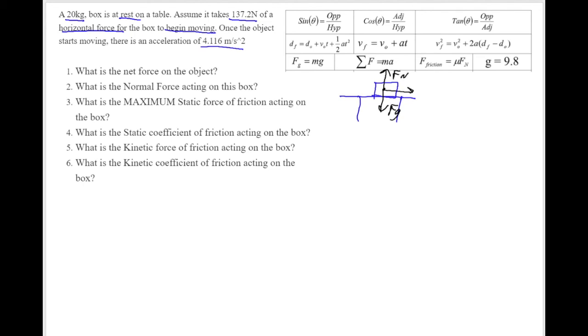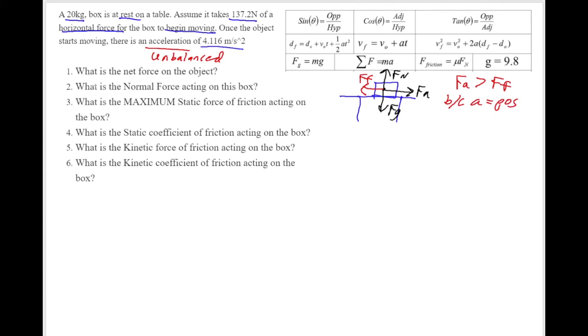I have a force applied pointed to the right, and then I'm going to have a force friction pointed back to the left. In this case, though, I know that force friction is smaller than force applied, and the reason why I know that is because my box is accelerating. Because it's accelerating, there are unbalanced forces, and it's a positive acceleration. So because it's a positive acceleration, that means force applied is greater than force friction.